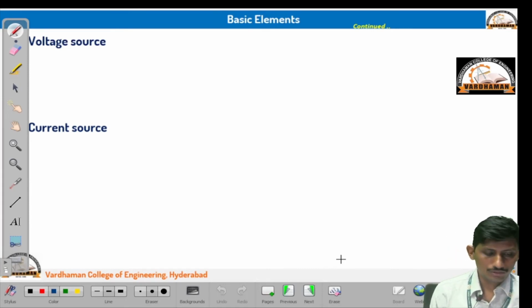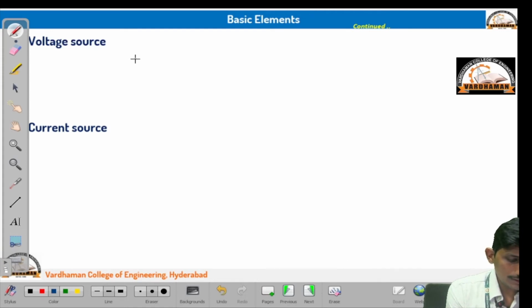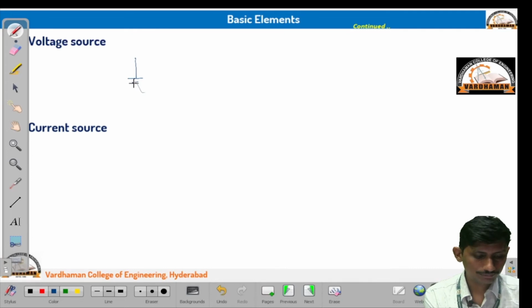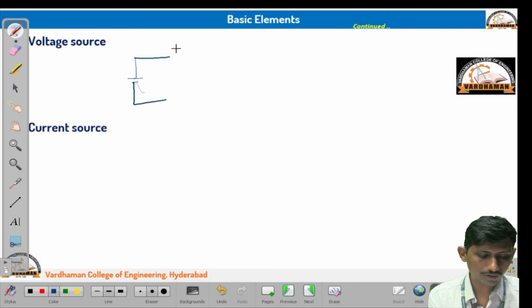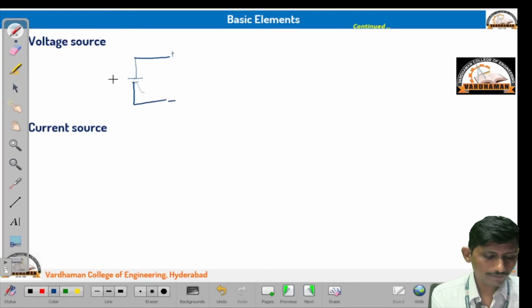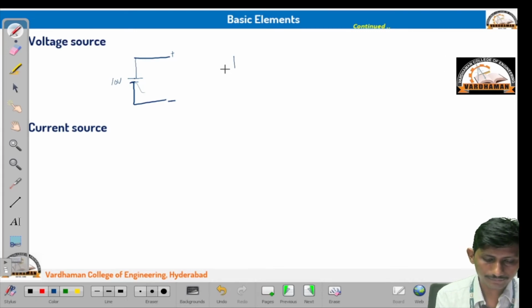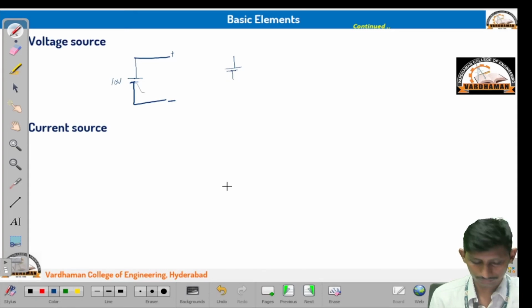A voltage source is one element which delivers constant voltage irrespective of the amount of load. As of now, I am talking about an ideal voltage source. For example, this is a 10 volts voltage source. The symbol of a voltage source is written like this. This is a DC voltage source. This also represents a battery.